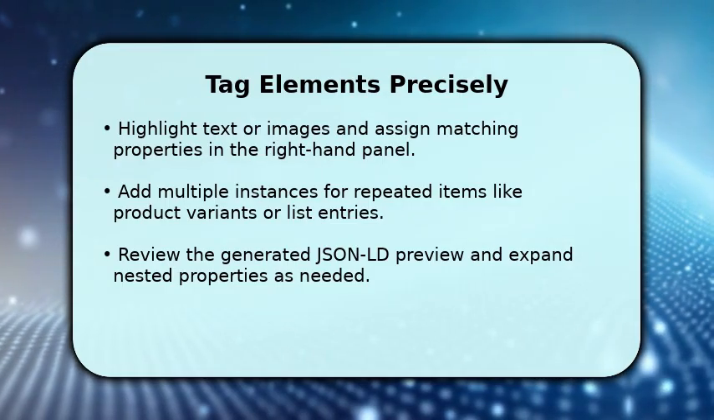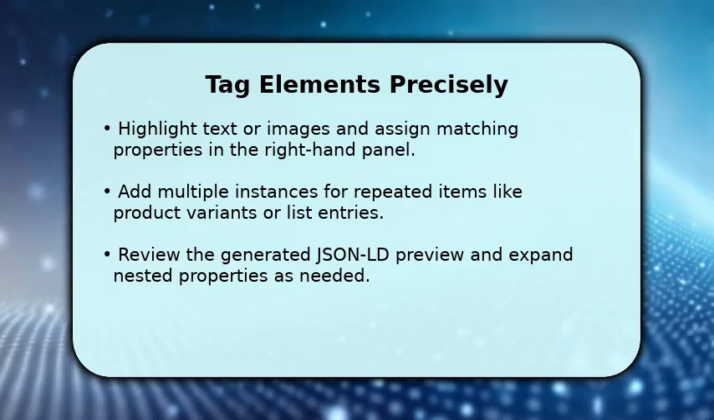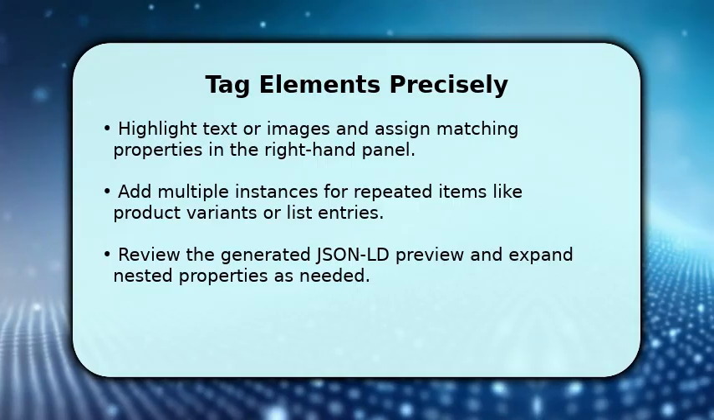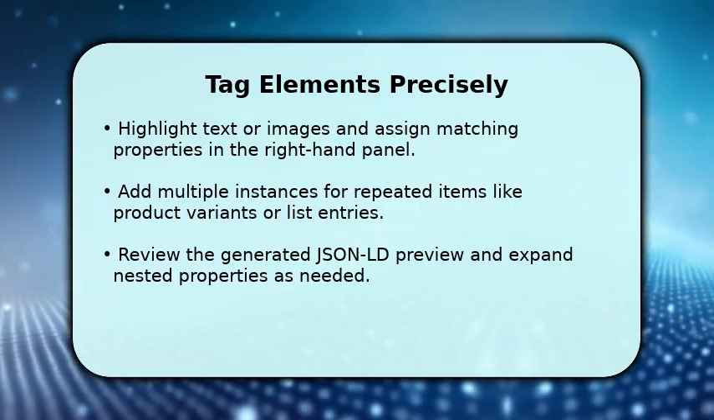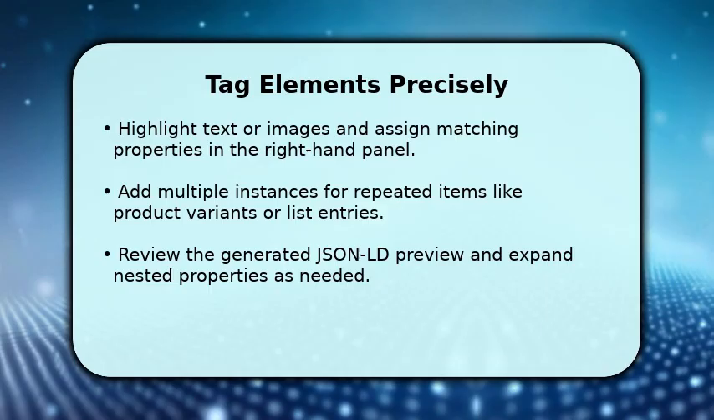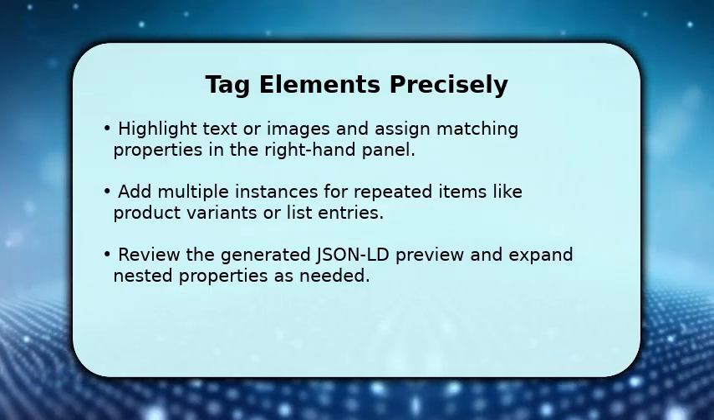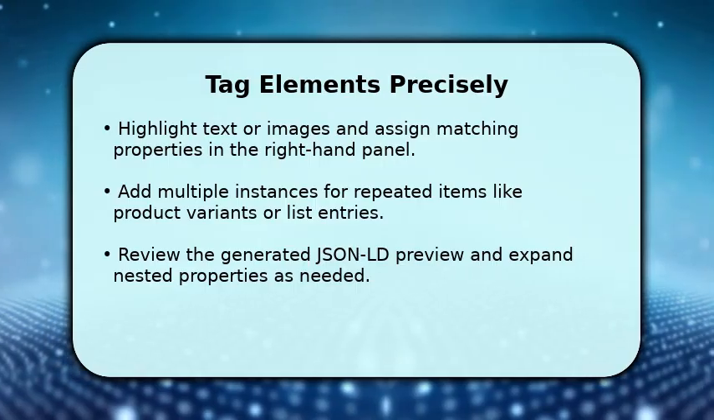Once you map core fields, add repeated items like multiple offers or list entries by tagging each instance so the tool emits arrays. Make sure to inspect nested properties in the preview. Expand them to confirm dates, price, currency, and availability are present and correctly formatted before export.